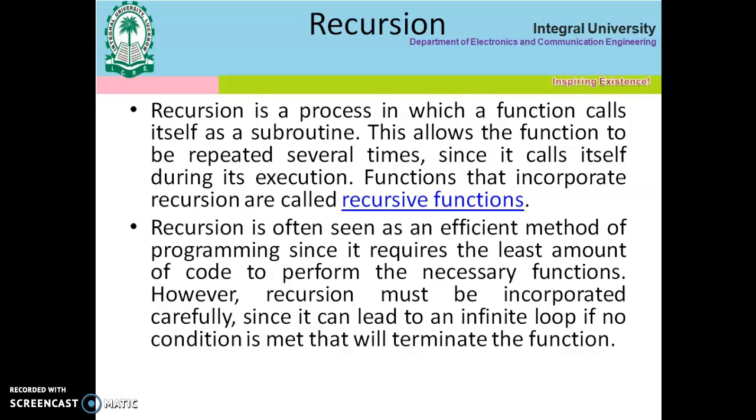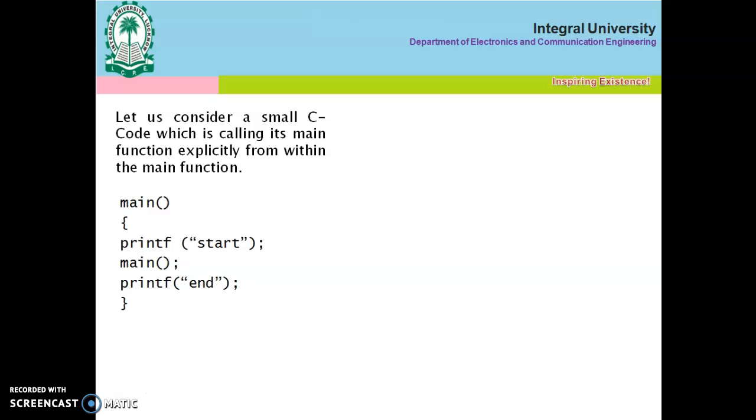Basically, this allows the function to be repeated several times, since it calls itself during its execution. Functions that incorporate recursion are called recursive functions. Calling a function from the definition of the same function is called recursive function. We will see one example of a recursive function where a function is being called from the function itself. Let us consider a small C code which is calling its main function explicitly from within the main function.